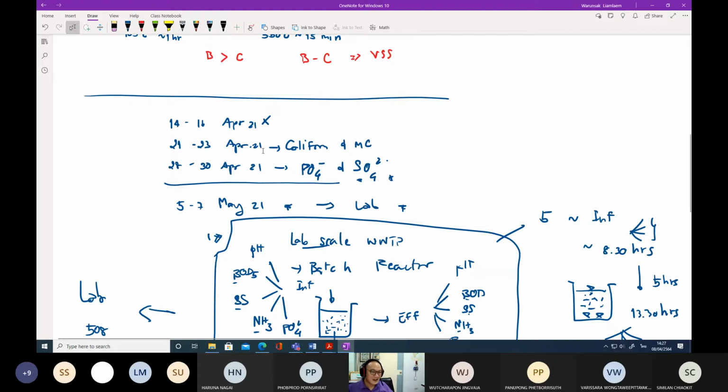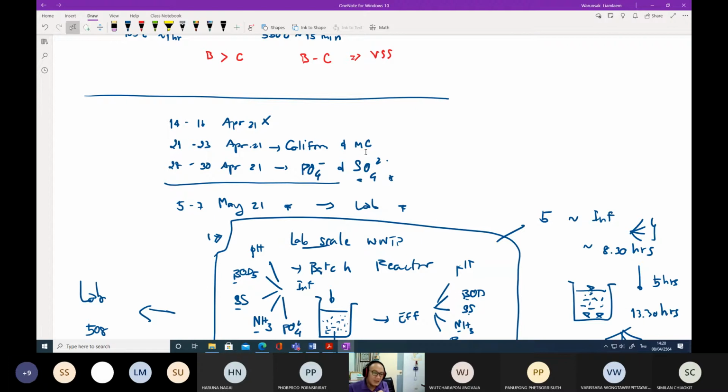Then the week after, we will talk about the coliforms, bacteria, and the microorganisms. And the last week of April, we will talk about phosphate and sulfate, especially sulfate. It's a contaminant commonly found in water, and it will affect the strength of concrete if we use water containing sulfates.